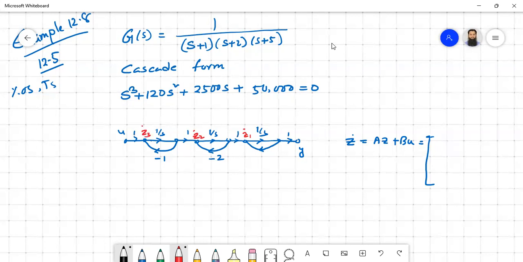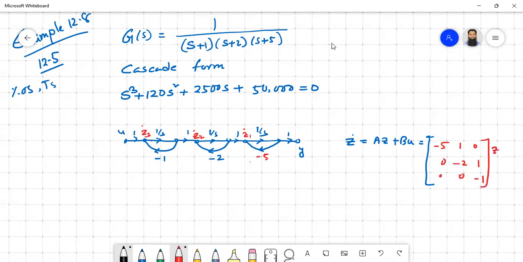As you can see, there is a feedback of -5 here as well. So Z1 dot is basically -5 Z1, and then you have 1 coming from Z2. So -5, 1, 0. Then Z2 dot has a feedback of -2 Z2, and also a term coming from Z3. Z3 only has its own feedback, so the other values will be 0.